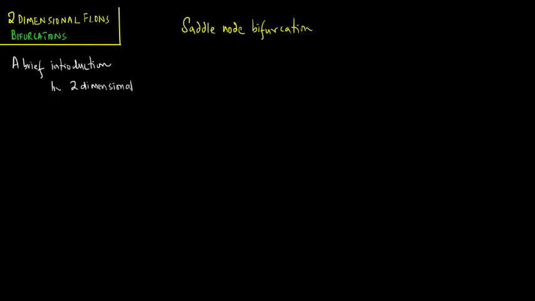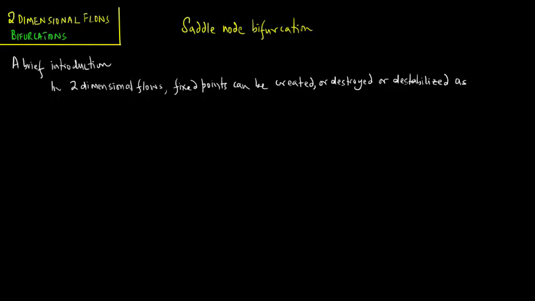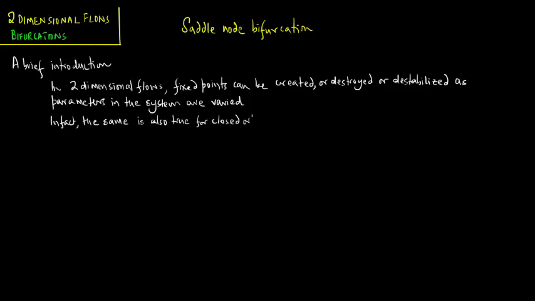In two-dimensional flows, fixed points can be created or destroyed or destabilized as parameters in the system are varied. In fact, the same is also true for closed orbits. So we offer a very simple definition of a bifurcation.